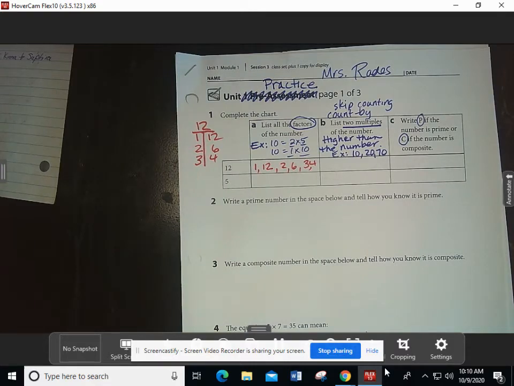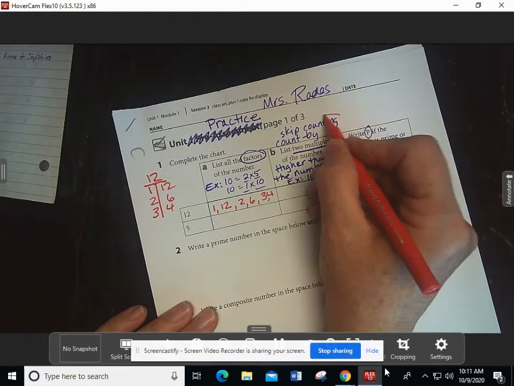Okay, middle table, please stop the talking at the moment. Thank you. Now we need to do our skip counting.